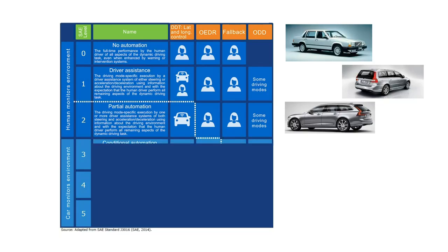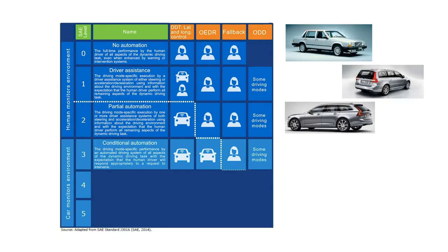In level 3, the machine is able to perform the whole DDT, including monitoring the surroundings within the OEDR. Remarkably, the fallback is still the driver. In other words, at any time, the driver may be required to take over the driving task, and if the driver is not able to take over within an unspecified but short time, let's say around 10 seconds, then the machine is not able to reach the minimal risk condition alone.